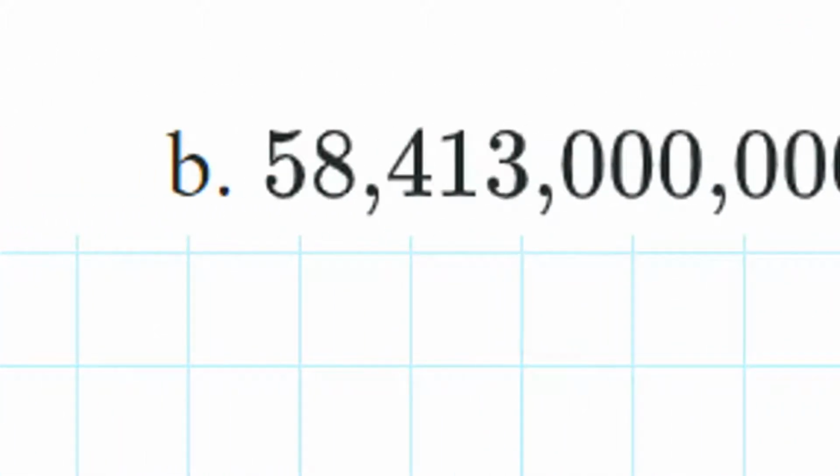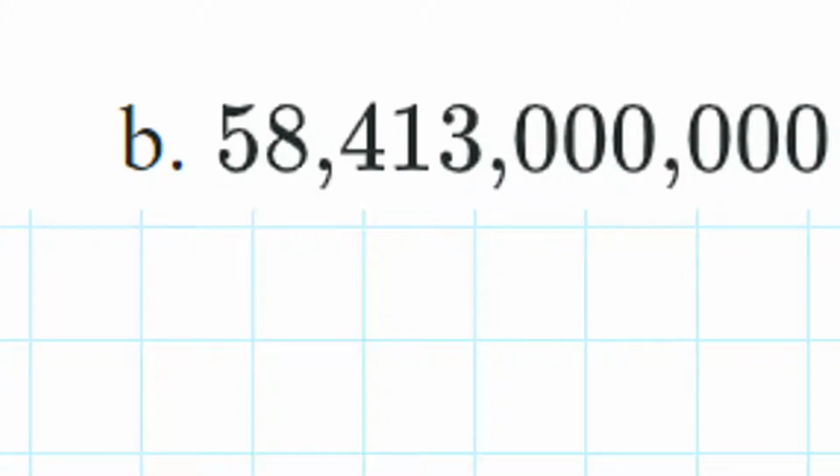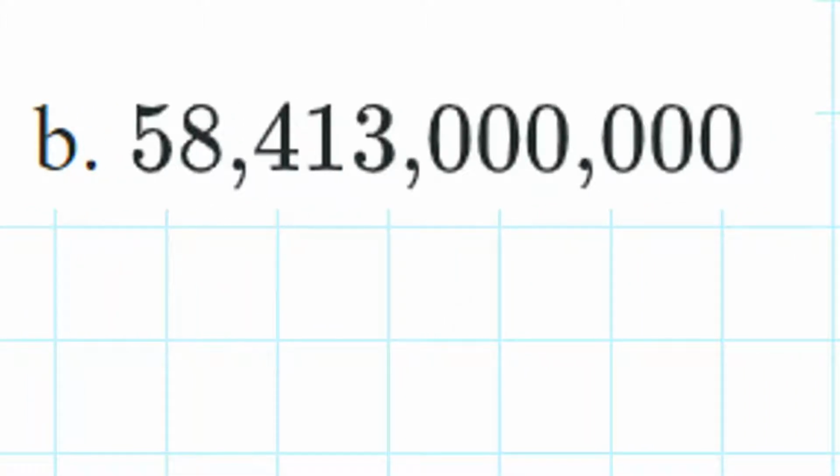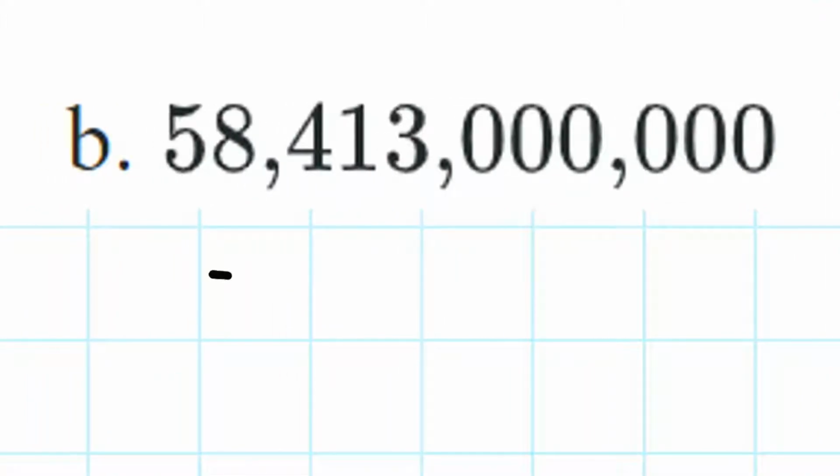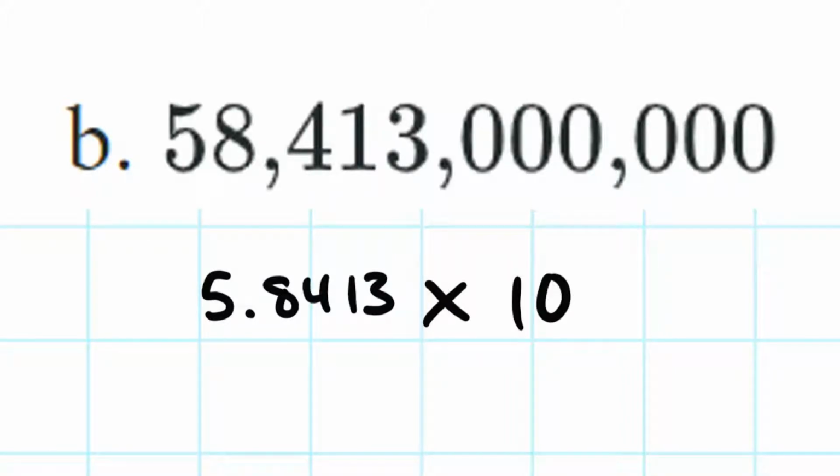B is another similarly large number. I know that I have to have a number that's bigger than 1, but less than 10. So it's just going to be this decimal point right here, 5.8413. I'm going to keep all those figures. And then I have to multiply by a bunch of 10s. How many 10s, you say?